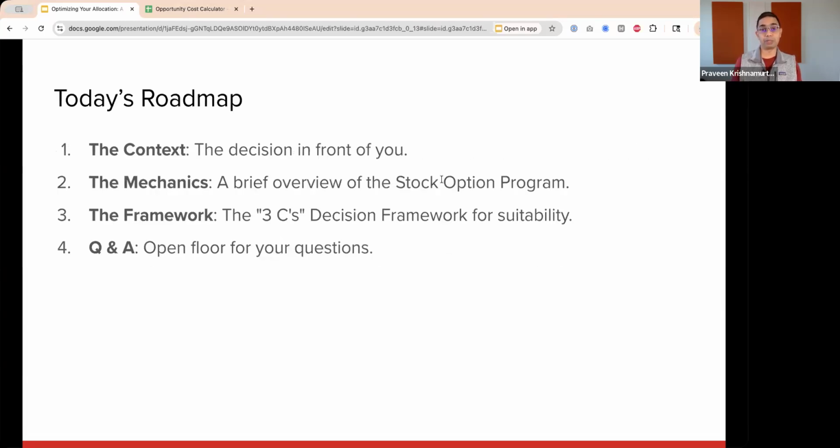Here's how we'll approach today. First, we'll set the context, the actual decision in front of you. Second, I'll walk you through the mechanics of the SOP just to make sure the program features are crystal clear. Third, we'll dive into the core of this session, the 3 C's framework: cash flow, conviction, concentration, which I use with my own Netflix clients. And finally, we'll open it up for Q&A. This is a tight, focused session. The presentation portion should last about 20 minutes, and then we'll leave plenty of time for your questions at the end.